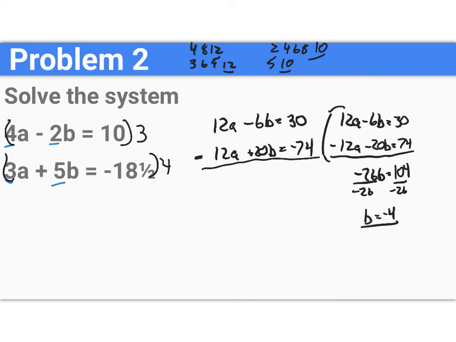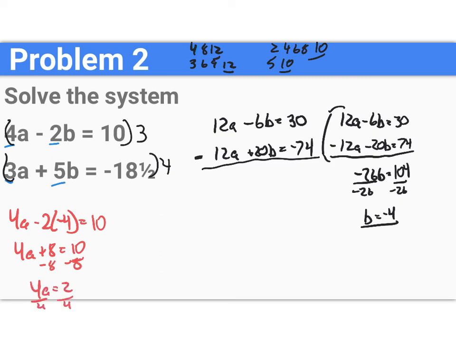Since we solved for B, you know that B has to be substituted into both equations. So 4A minus 2, and this is why we use parentheses, times negative 4, positive 8 equals 10. Subtract 8 from both sides. 4A equals 2. Divide by 4. A equals 1/2.